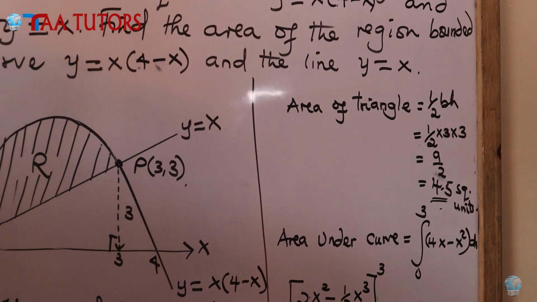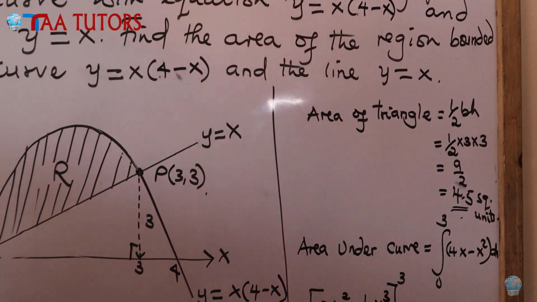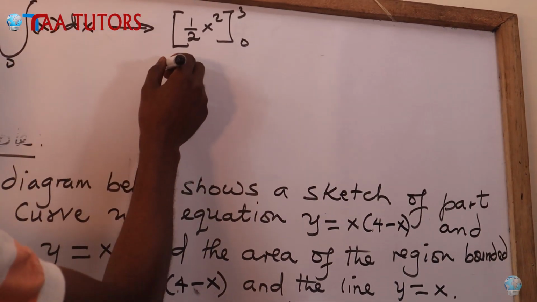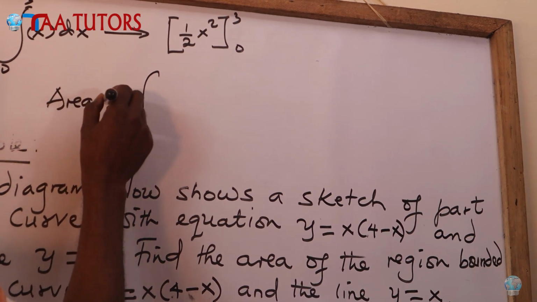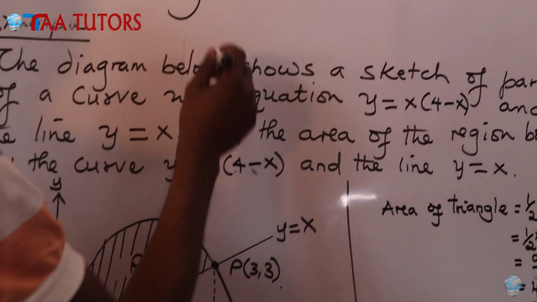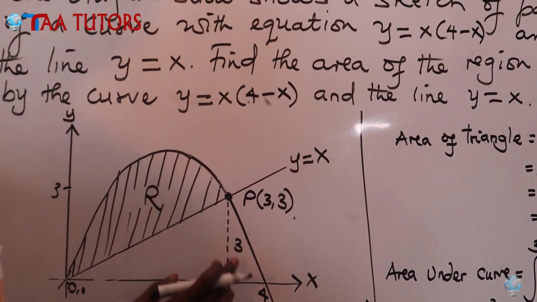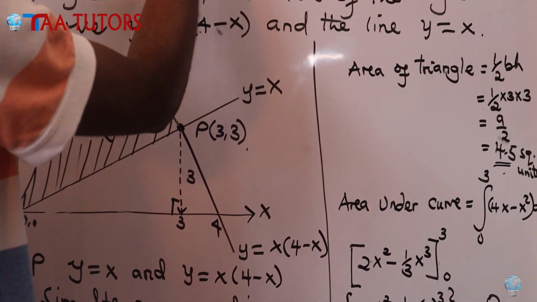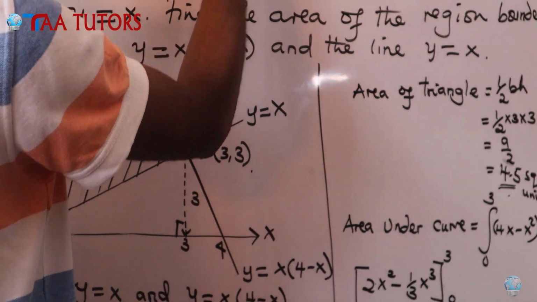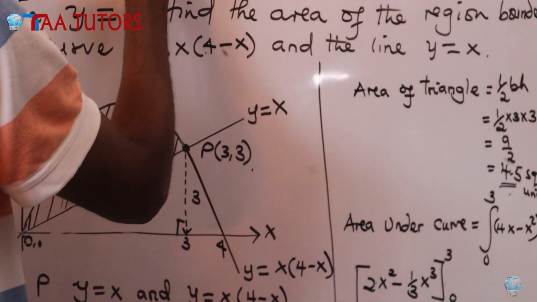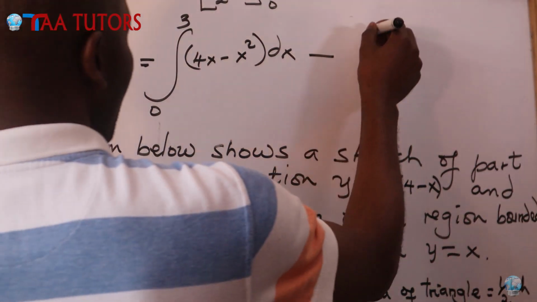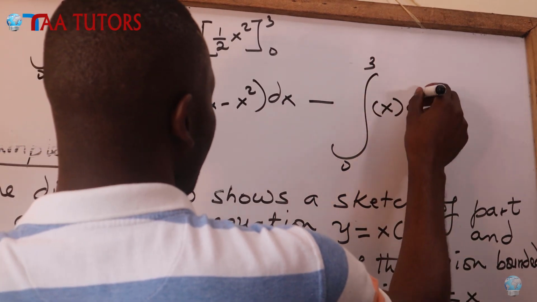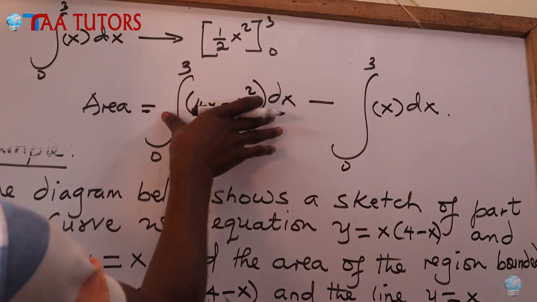So realize that sometimes I like telling students to write the statement of what they should do. And the statement of what they should do here is, the area of the required region, meaning the area of this R here, should be the area under the curve, which is the bigger one, from here, everything, which is the integral of 4x minus x squared dx, from 0 to 3, minus the integral from 0 to 3 of x dx.